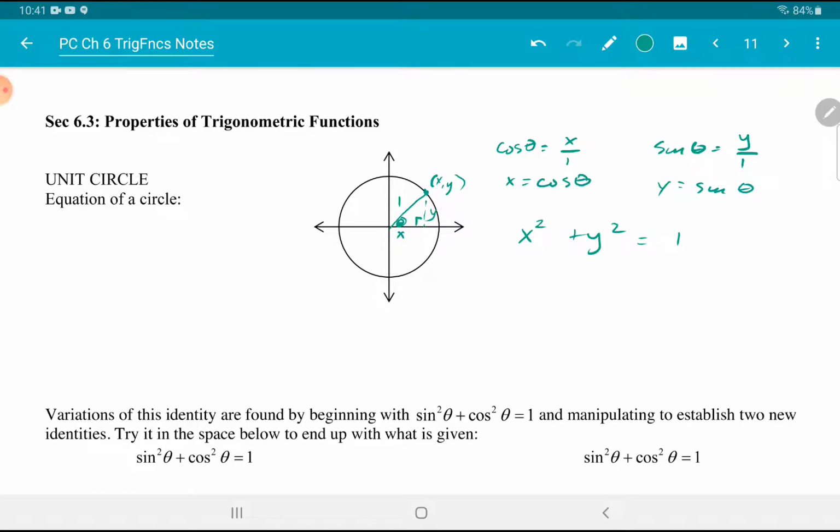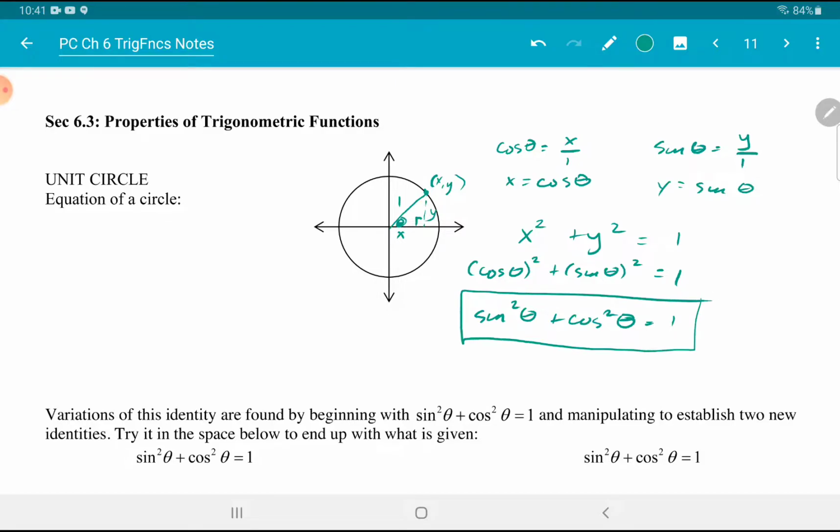Well, if x and y are cosine and sine, then we can establish a new identity saying cosine squared theta plus sine squared theta is equal to 1. Or the more standard way that people write it is sine squared theta plus cosine squared theta equals 1. It's this equivalent value. So this is our first trig property, one that we will be using quite a bit in this semester.